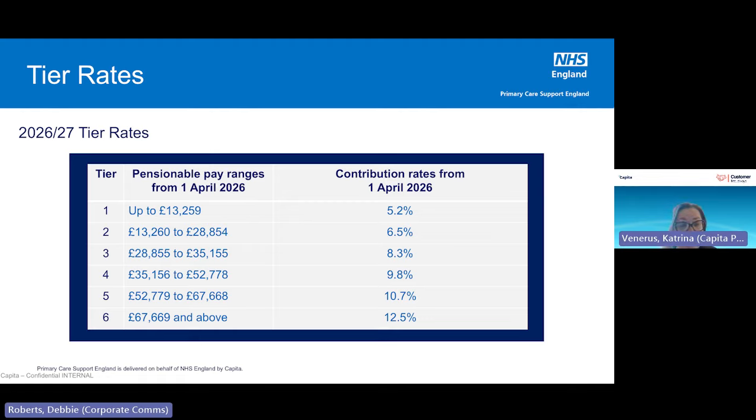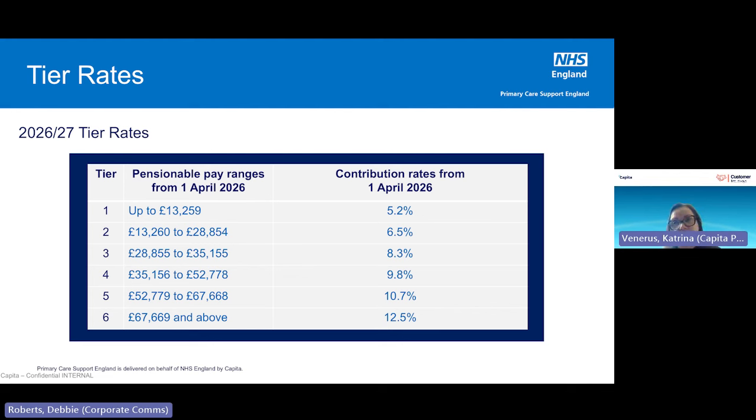So if you take the example where we were estimating that the GP was going to have an annual income of about £50,000, then we'd see that would fall under the 9.8% bracket, because it's between 35,156 and 52,778. So I'd select 9.8% tier rates.